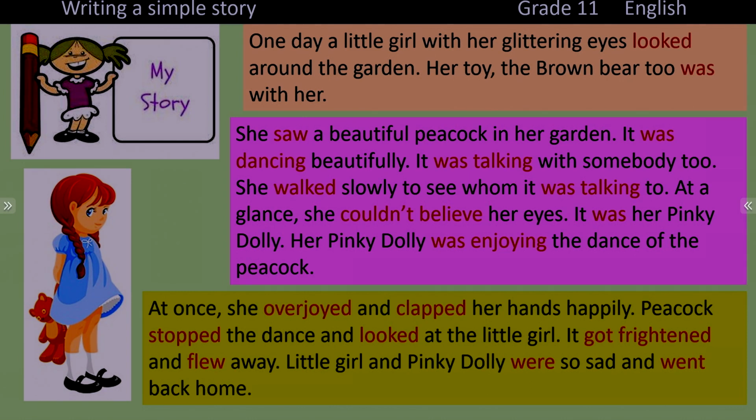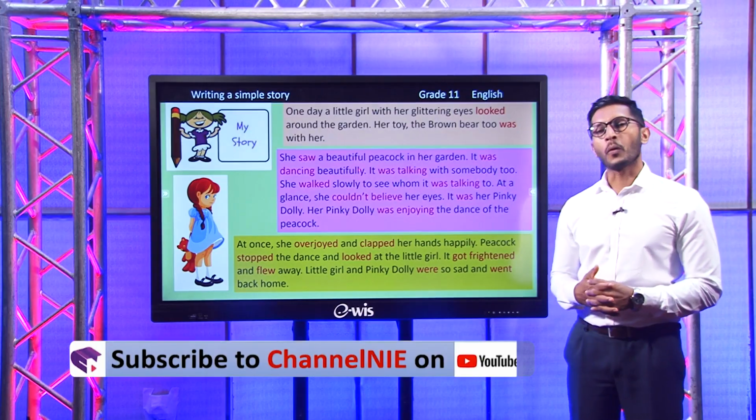At once, she overjoyed and clapped her hands happily. Peacock stopped the dance and looked at the little girl. It got frightened and flew away. Little girl and Pinky Dolly were so sad and went back home. So that is the story.